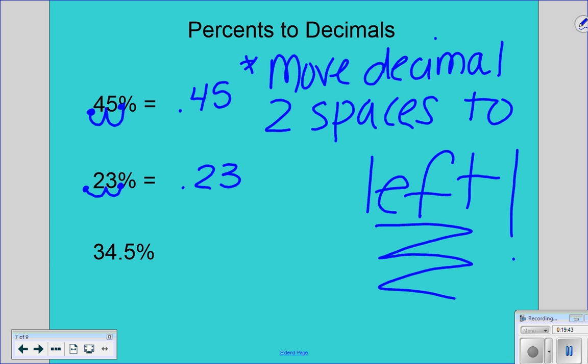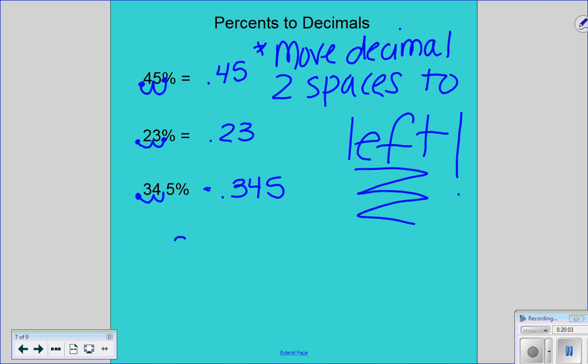So the next one's kind of lucky. It already has a decimal in it for us. So I'm just going to start where that decimal is, move it 2 spaces, and this would be 0.345 in a decimal. That's all. That's it. Pretty simple, right? It's pretty simple.